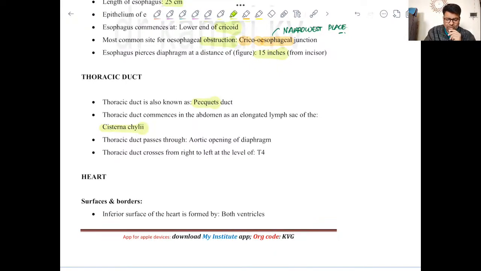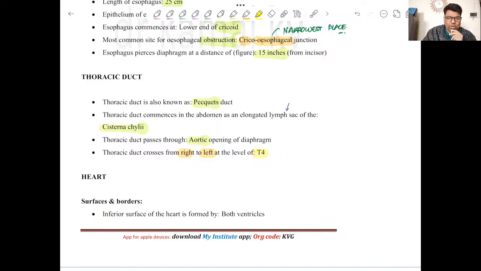Then moving forward to thoracic duct, which is also known as Pecquet's duct, and it starts from cisterna chyli in the abdomen. So it's an elongated lymph sac, the cisterna chyli. Now it goes from abdomen to thorax through aortic opening, and in the thorax it changes its direction from right to left, and the vertebral level for that change in direction is T4.